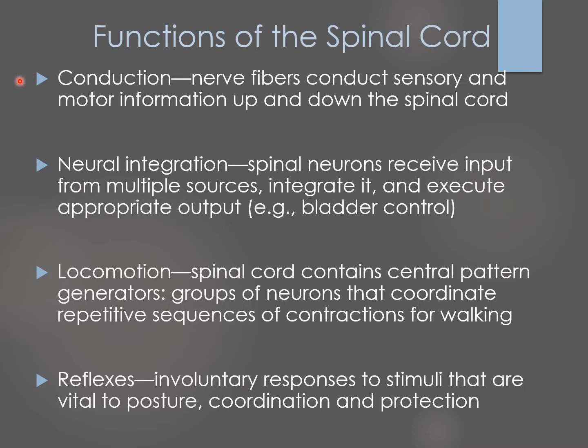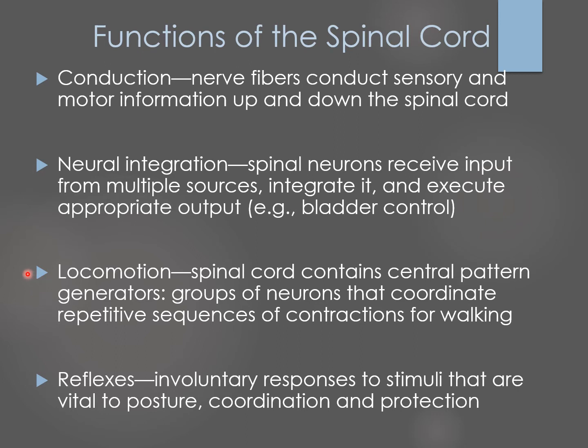On the first page of your document, I've asked you to list some principal functions of the spinal cord. Those include conduction. That means we're going to have fibers that are conducting sensory and motor information up and down the spinal cord. We have neural integration. That is, spinal neurons receive input from lots of different sources. Then they integrate it, and then they come up with an output. Example given, bladder control.